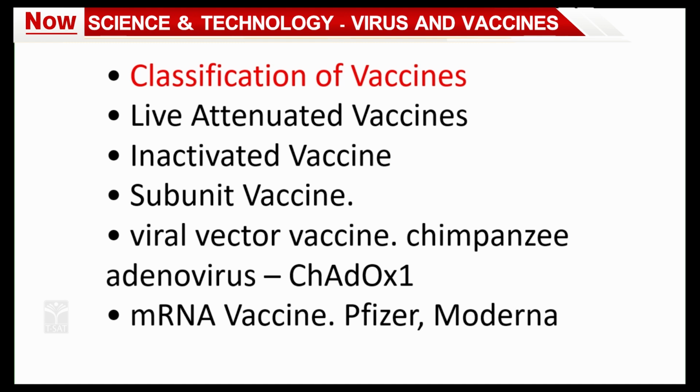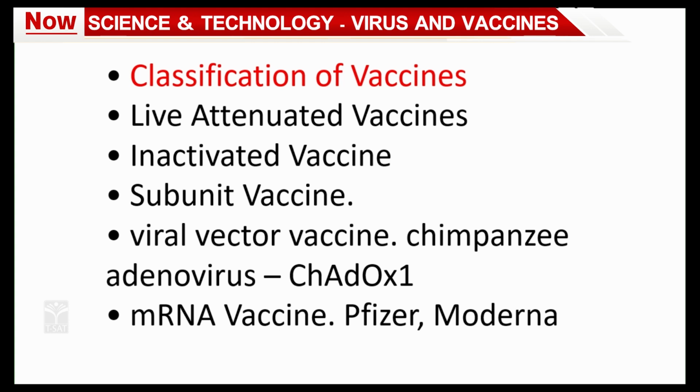Subunit vaccines: the whole virus is not introduced into your body, only a subunit such as the spike protein. For example, in the case of Covishield, a part of the virus is introduced to activate the immune system; these are known as subunit vaccines. Next is the viral vector vaccine.